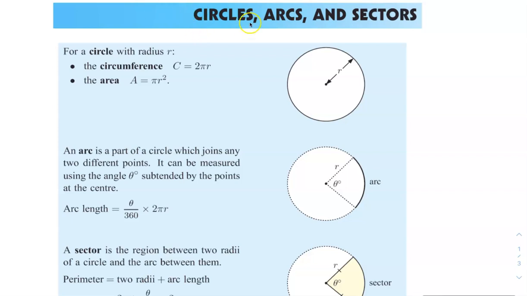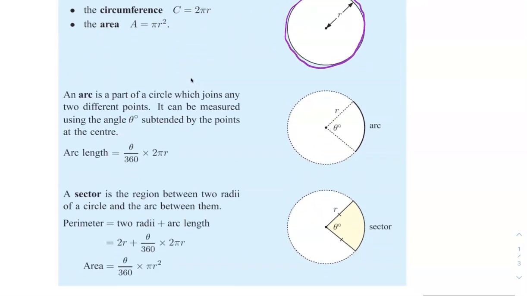In this lesson, we're going to talk about circles, arcs, and sectors. So for a circle with a radius of r, as you see here, circumference is 2 pi r. That's how I find the circumference. Remember, circumference is all the way around. It's like the perimeter of a circle. Area is pi r squared. You should just know them anyway.